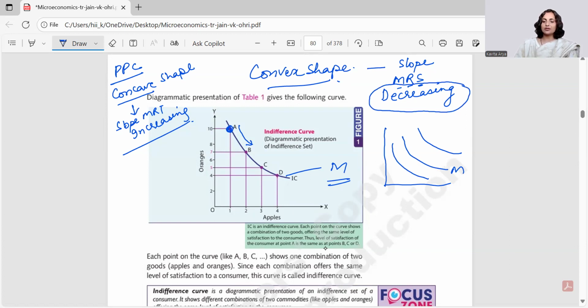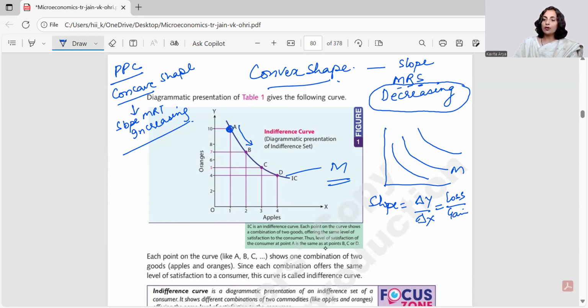What do you mean by the term slope? Once again, the previous formula. What is slope? Slope is the rate of change of y with respect to x. So what is y doing? Y is getting the loss and x is getting the gain. So loss of y with respect to gain of x.